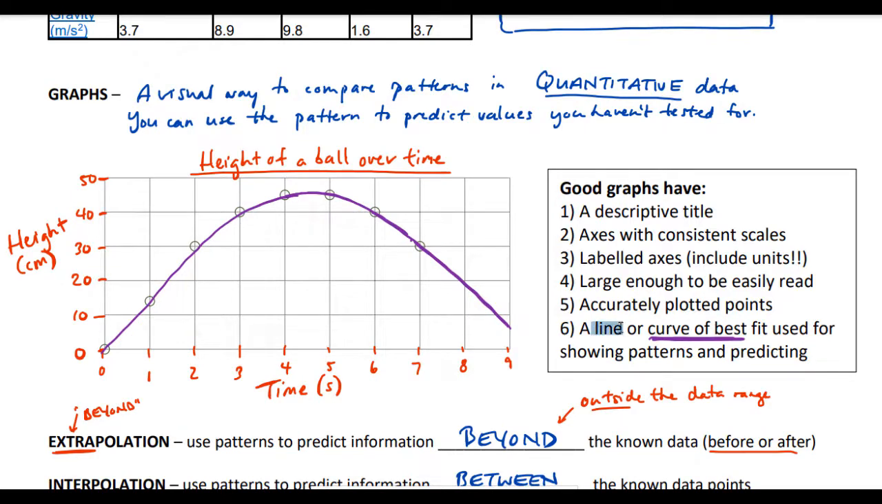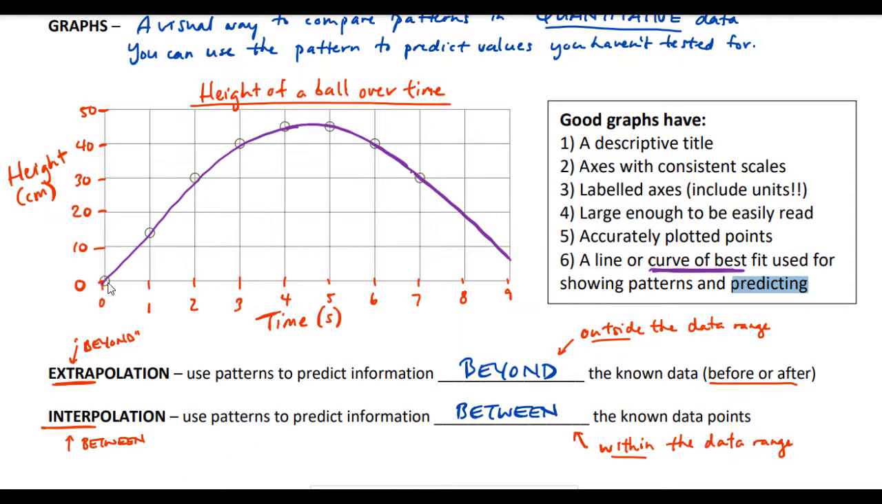So we would either draw a line, which would be a straight line with your ruler, or a curve of best fit. And in your grade 9 math class, if you haven't taken math already, you will be going over exactly how to do that. And again, we're going to use that to show patterns, but we're also going to use it to help us predict. And this brings us to our last point here.